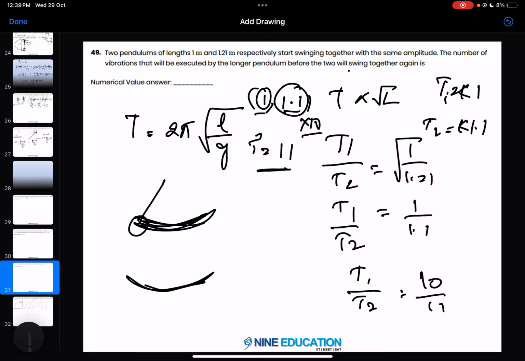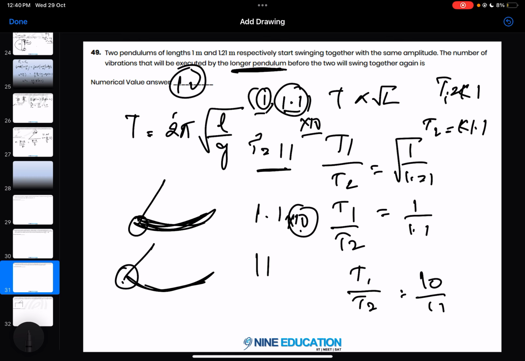Now the number of vibrations executed by the longer pendulum: 1.1 into 10, when it makes 10 oscillations, it will again reach the initial point coinciding with the smaller pendulum. So your answer is going to be 10.